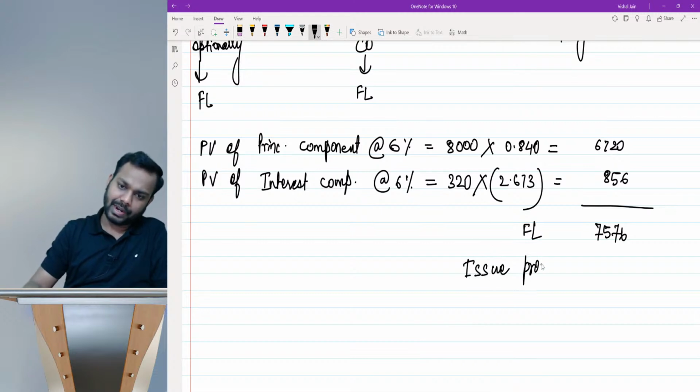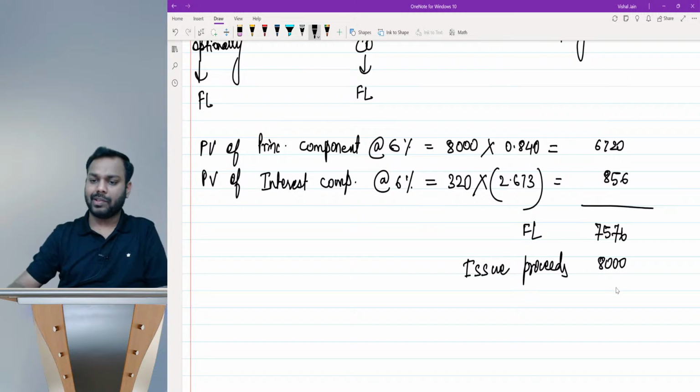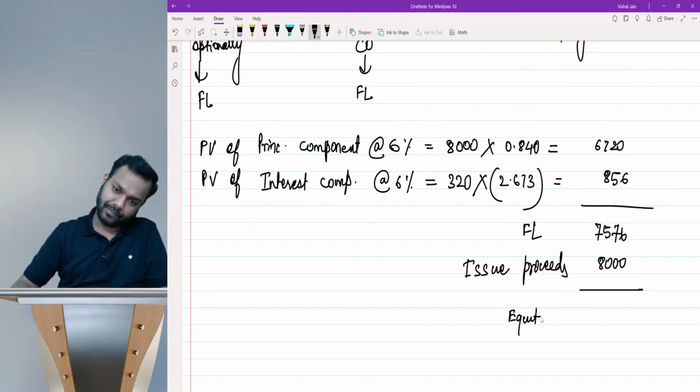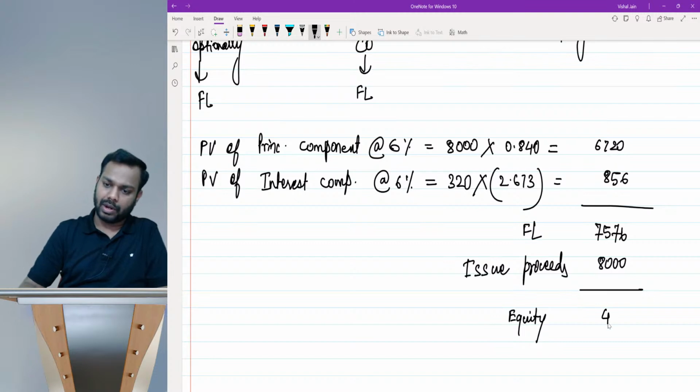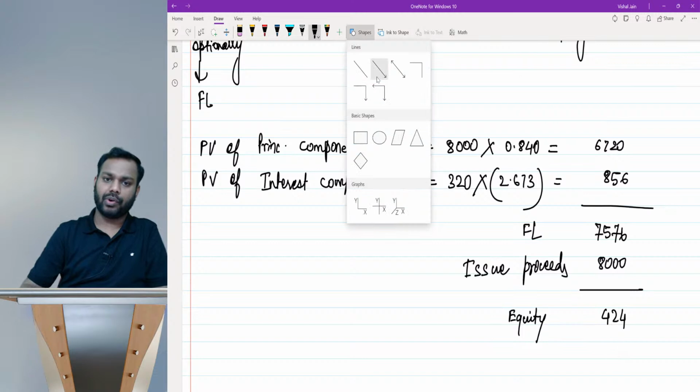Issue proceeds is 8,000, right? Now if issue proceeds is 8,000 and your financial liability is this much, so what is your equity then? Equity is 8,000 minus 7576, that is 424.